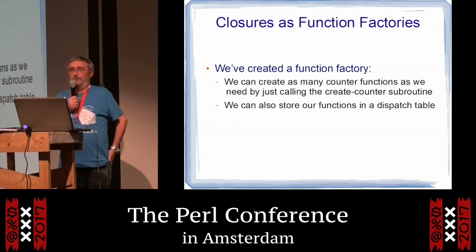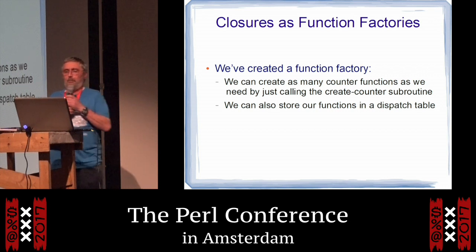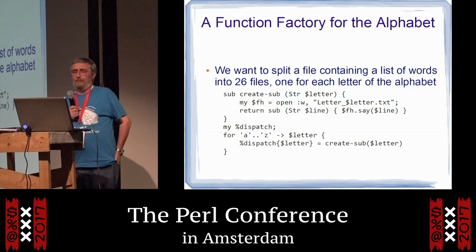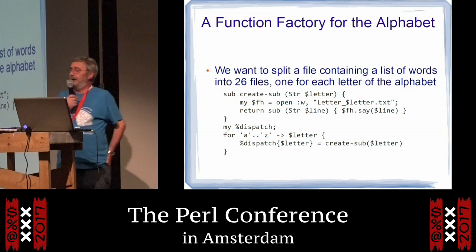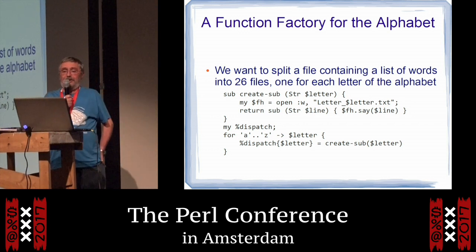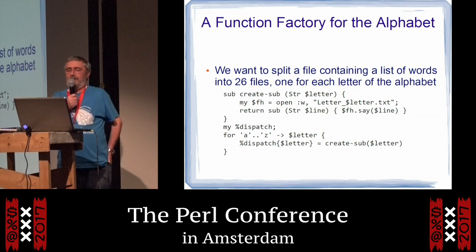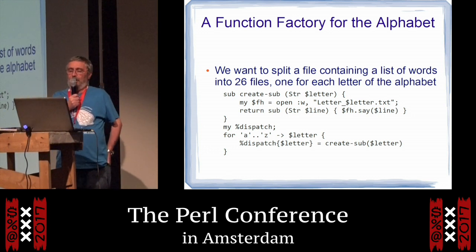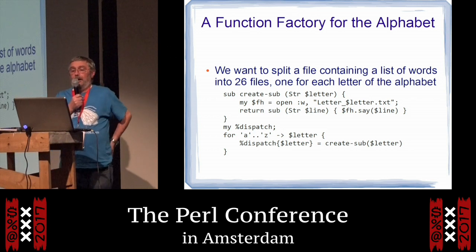So what we have done here, with one subroutine creating several functions, is create a function factory. And we can create as many counter functions as we need just by calling the create counter subroutine. And this can be used in a dispatch table. As an example, I've just created a function factory for the alphabet. What I want to do is split a file containing a list of words into 26 files, one file for each letter of the alphabet. So I'm creating one function, create sub, which receives one letter of the alphabet as a parameter, and it will open a file with that letter. The file will be letter underscore and the letter, and return a sub.